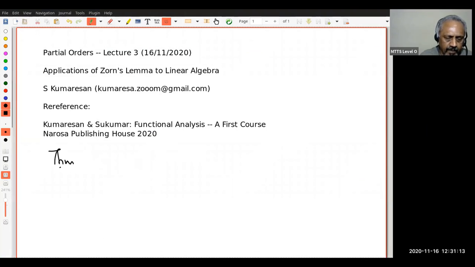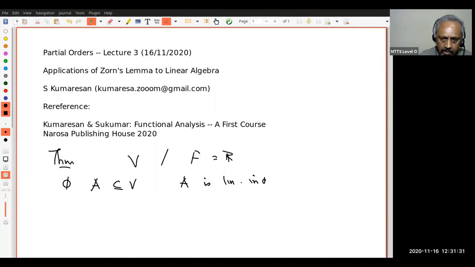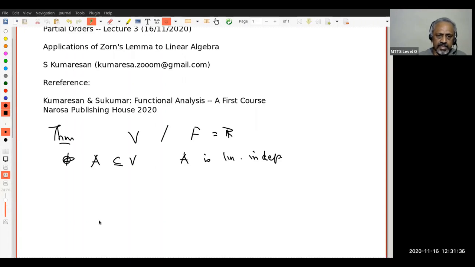Theorem. Let V be a vector space over a field F. As usual, I will take F to be R. And let A be a subset of V, it could even be empty, so that A is linearly independent. Now, you do notice that V is any vector space over R, so there is a possibility V is infinite dimensional. And therefore a subset of V could also be an infinite set, possibly.